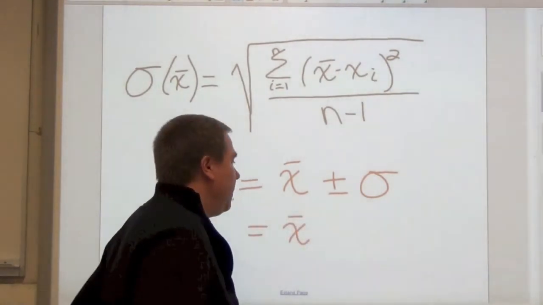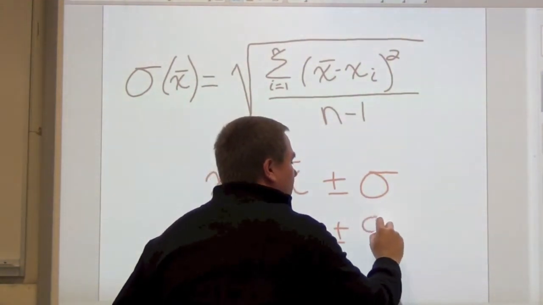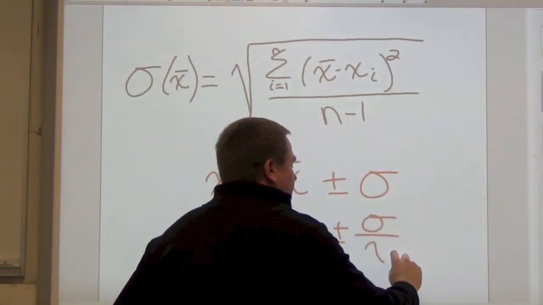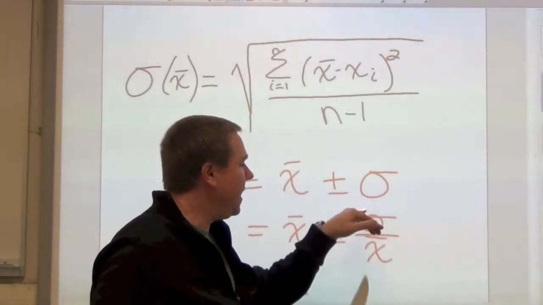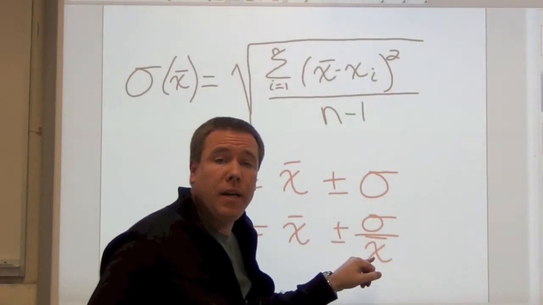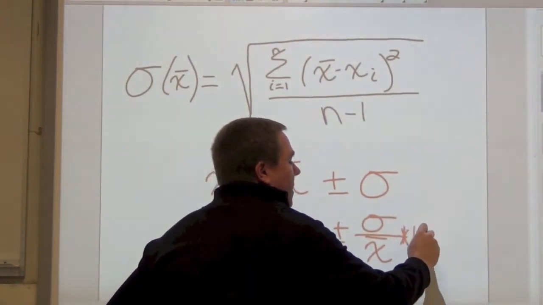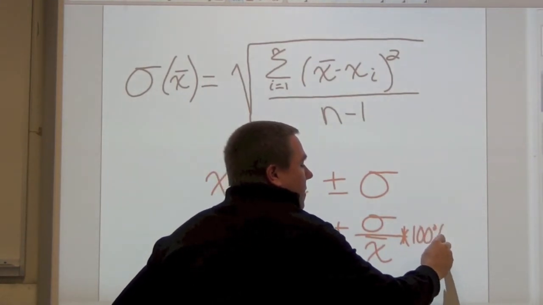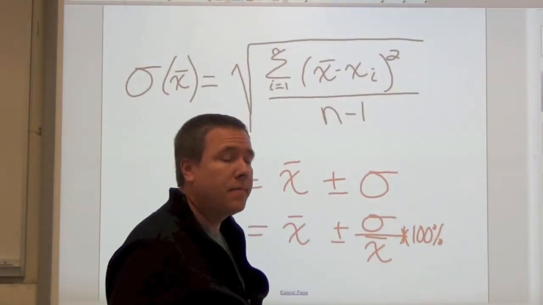The mean value plus or minus the ratio of the standard deviation to the mean. And then we could also multiply this value times 100% to give this uncertainty a percentage.